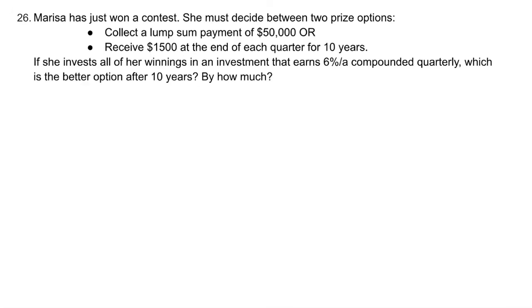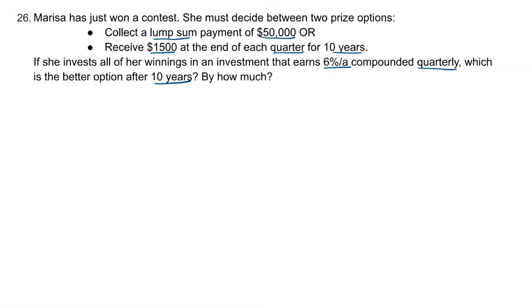This question says Marissa has just won a contest. She must decide between 2 prize options: collect a lump sum payment of $50,000, all one time, or receive $1,500 at the end of each quarter for 10 years. If she invests all her winnings in an investment that earns 6% per annum compounded quarterly, which is the better option after 10 years and by how much?